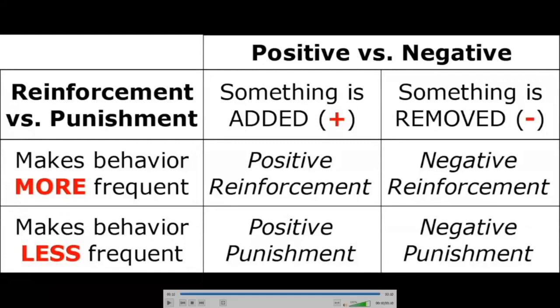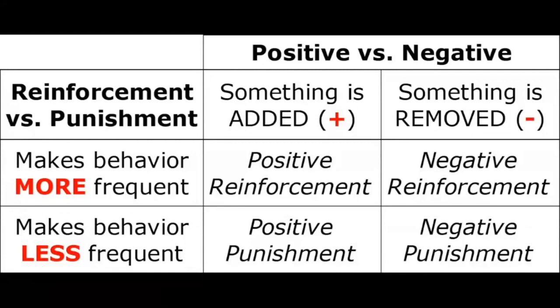Okay. So in that one, let me launch the poll here. But in that example, the guy is playing with his food, right? And his wife smacks him. And if he becomes less likely in the future to play with his food again, then what would we say has occurred? Would that be positive reinforcement, negative reinforcement, positive punishment, or negative punishment?